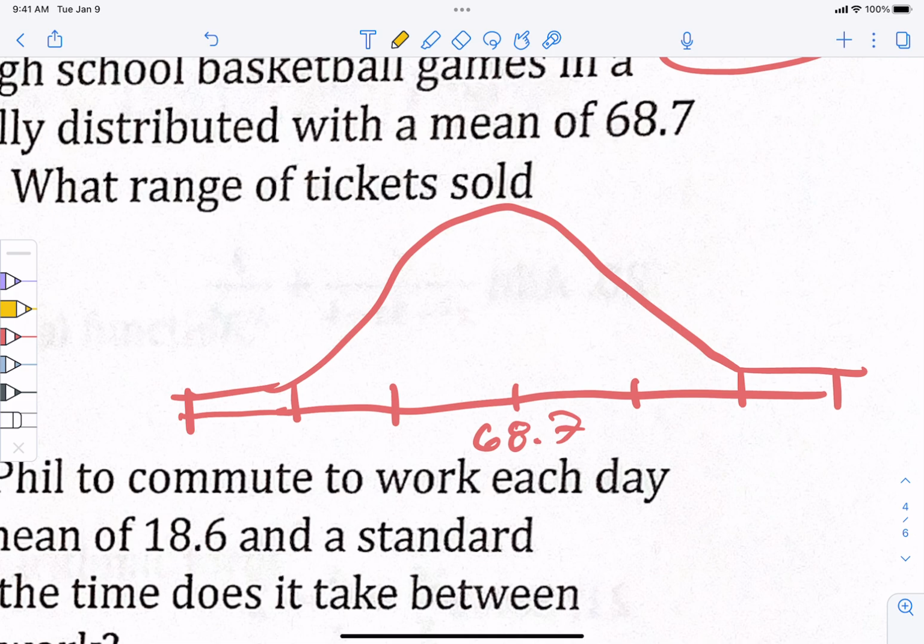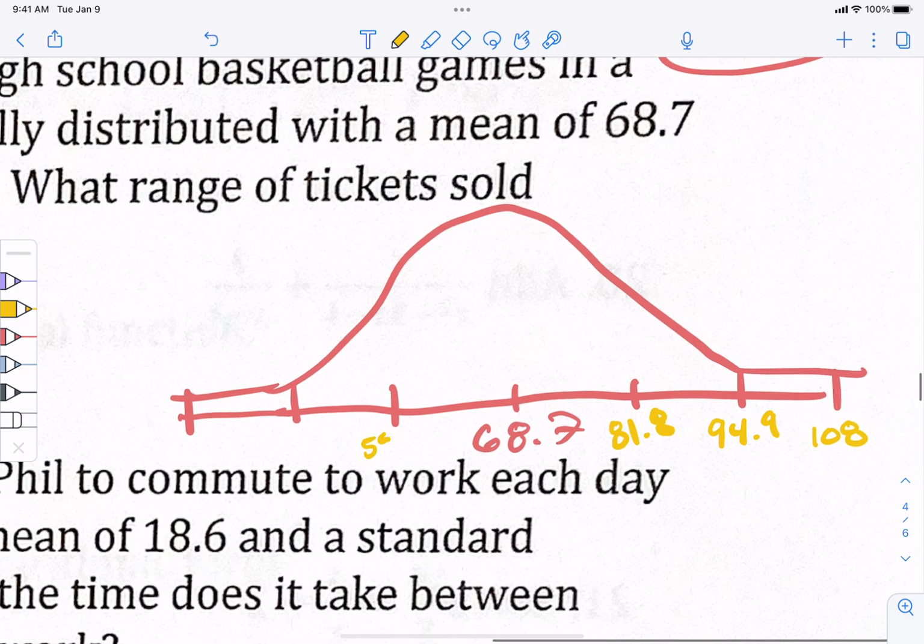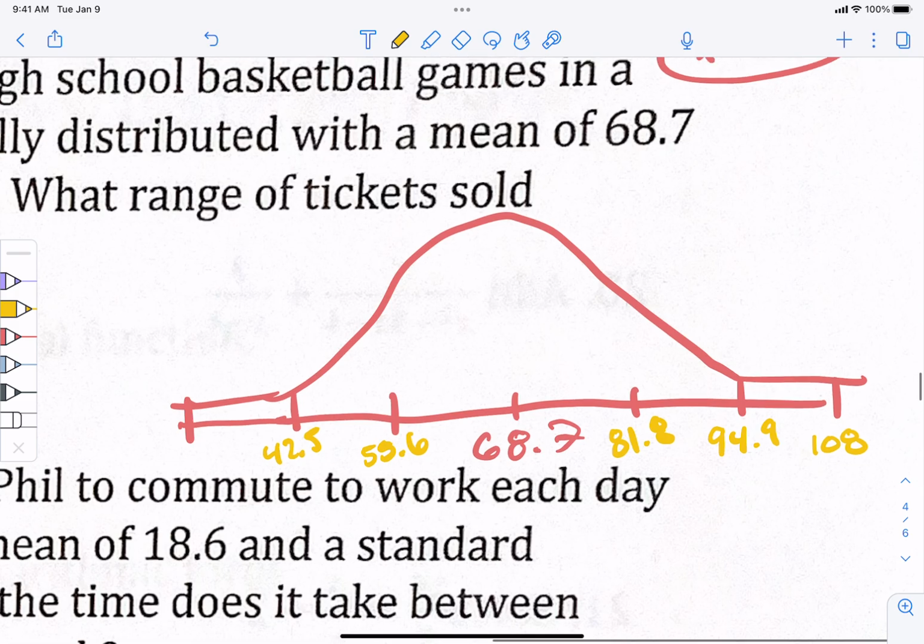68.7 plus 13.1 is 81.8, plus 13.1 is 94.9, plus 13.1 is 108. Then we subtract. 55.6, 42.5, 29.4. Okay. All right.